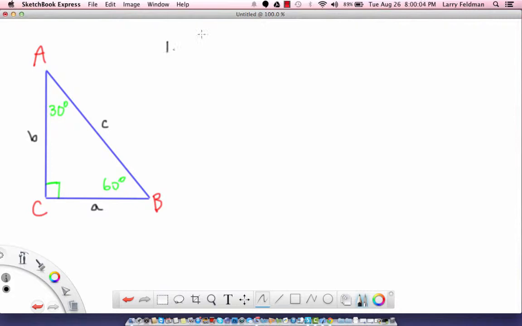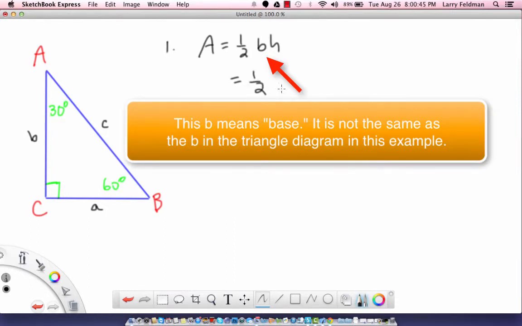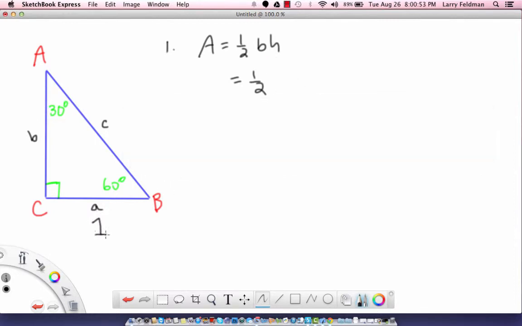The first equation was the area is 1/2 base times height. Let's put in some numbers here. Let's say this is 1, this is 2, and this is root 3, as we discussed in the video on properties of 30, 60, 90 triangles. So we have 1/2, the base is 1, and the height is root 3, so we get root 3 over 2.